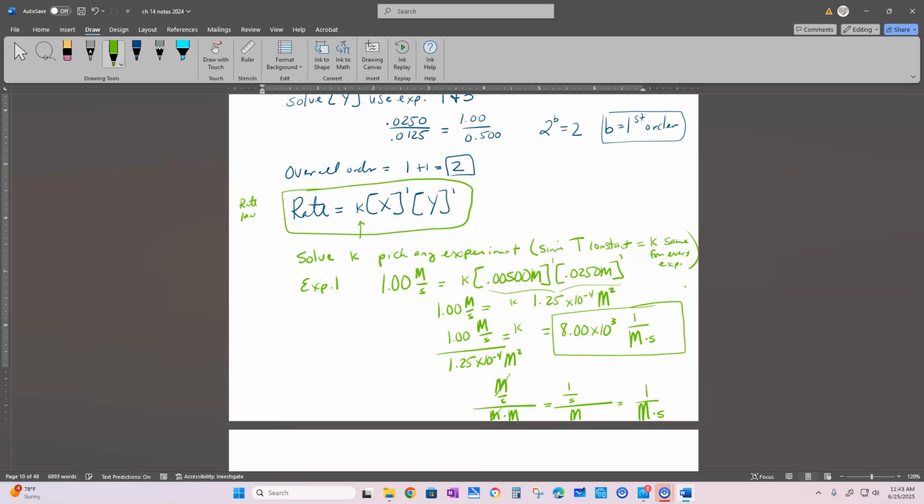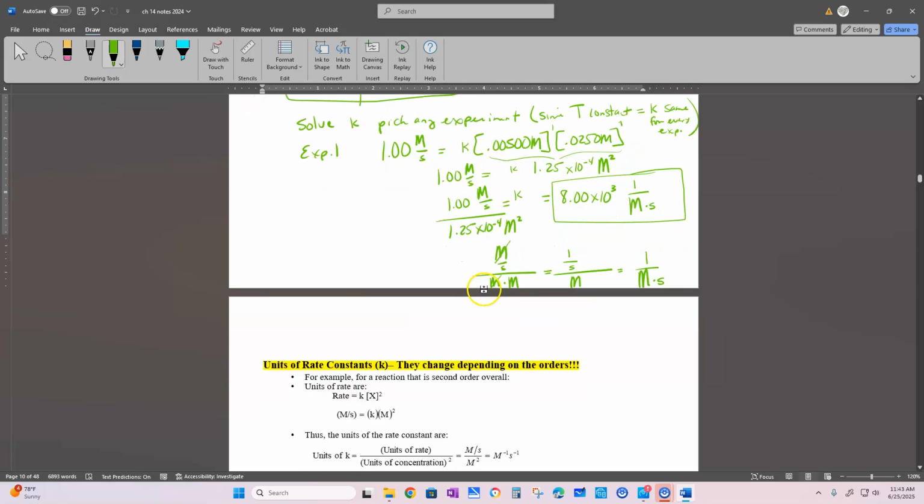Okay, and there's your K. So the next section is to help you with the units of finding this K. They change depending on the orders, okay? Because our orders up here were both first order. What happens if the orders are different? So for example, what if I had a rate law that's K times the concentration of X squared? Remember, that square goes for the number and the unit.